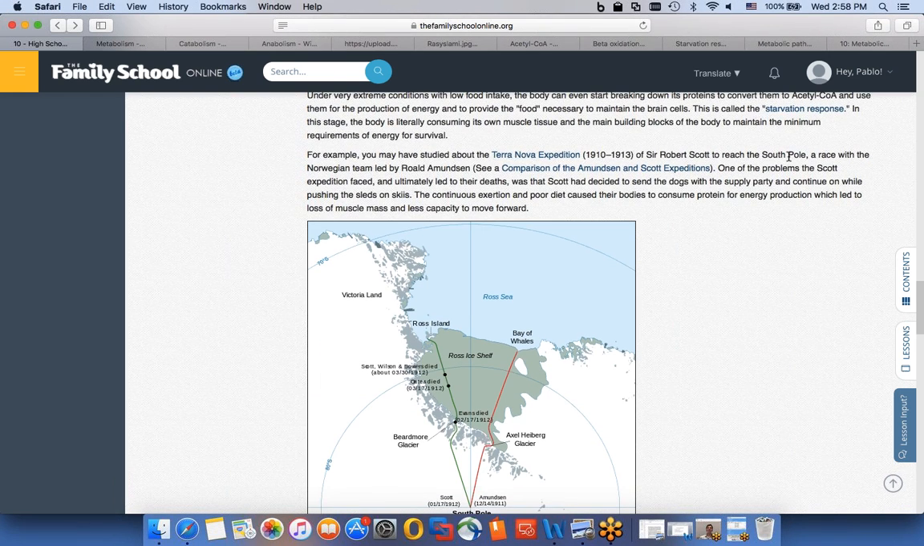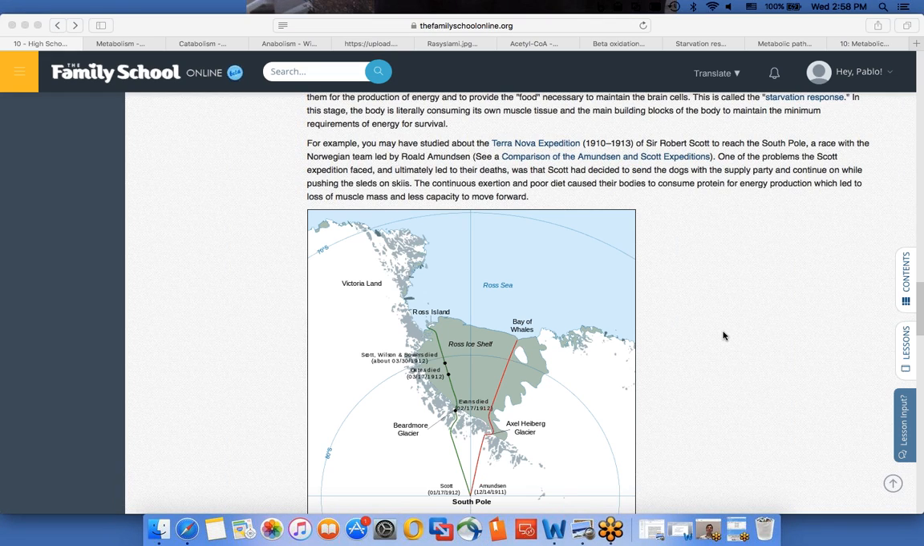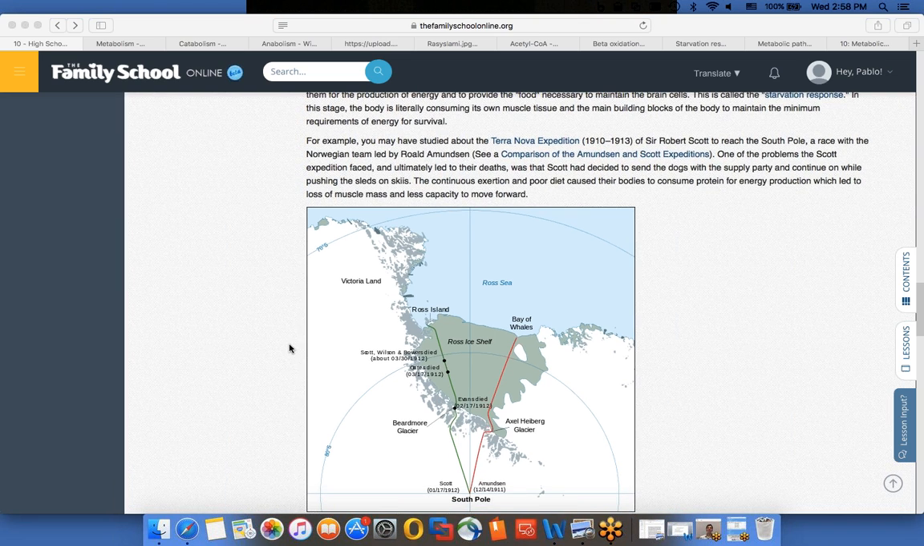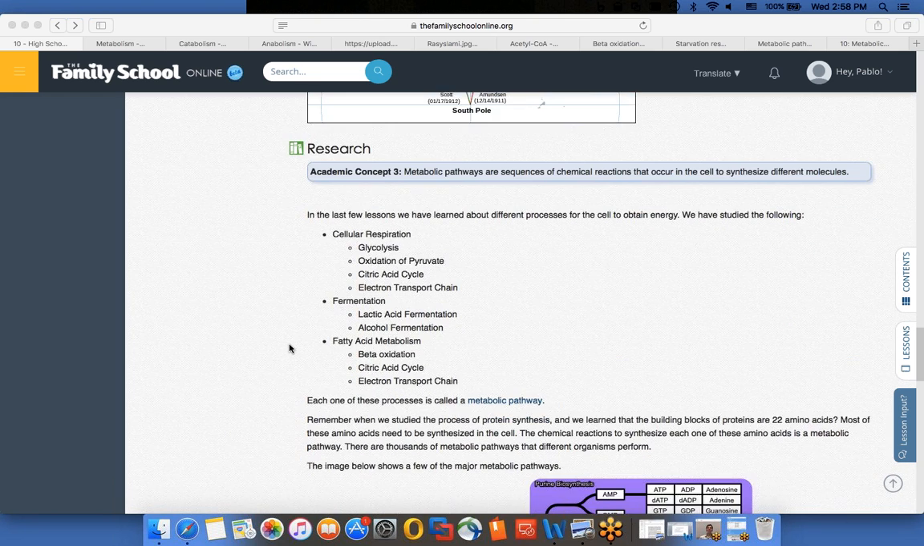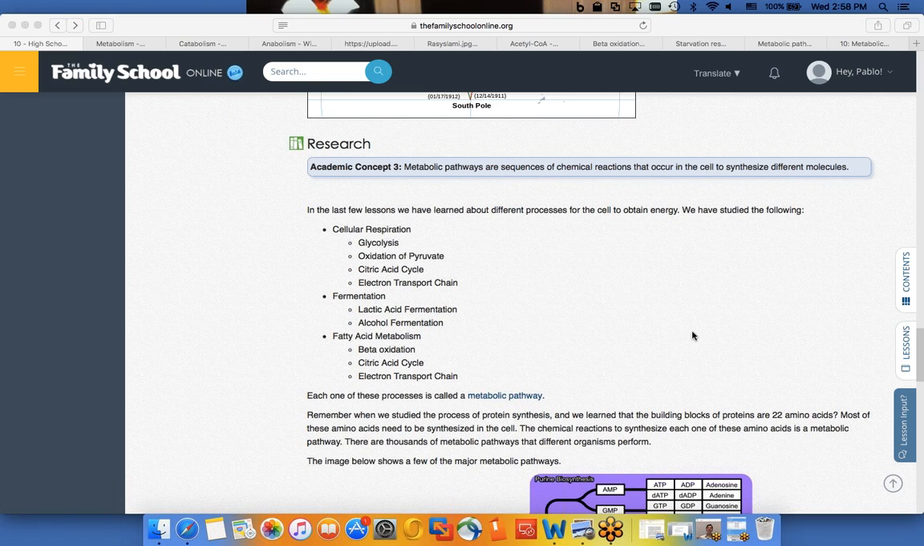So it can use protein for energy production, but that is not what you want to do. That is a big problem, and that happens when people starve, whether it's in a case like this or when they have an eating disorder or something like that. The body starts using its stores of fat, and when that is gone, then it starts using protein. And that is really bad.